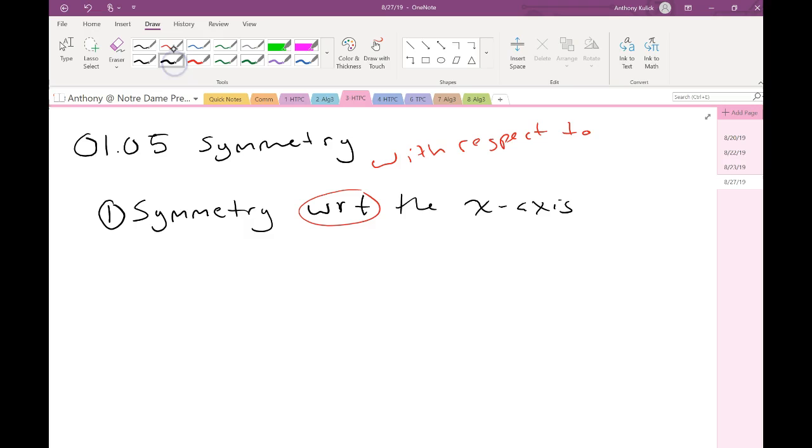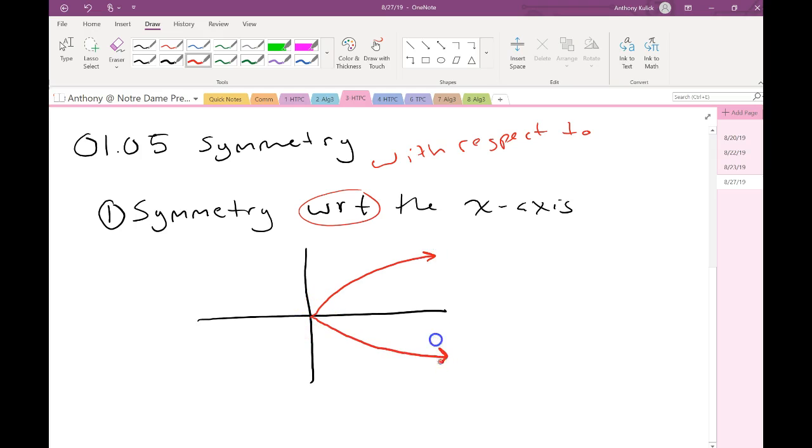With respect to is a common mathematical phrase. I abbreviate it with WRT. You're free to write it out or use the abbreviation. Either is fine. So when we talk about symmetry, at least to get a handle on what's going on, a picture is often really helpful for us. So this function here that I've written is symmetric about the x-axis.